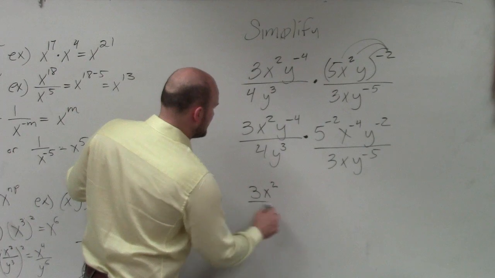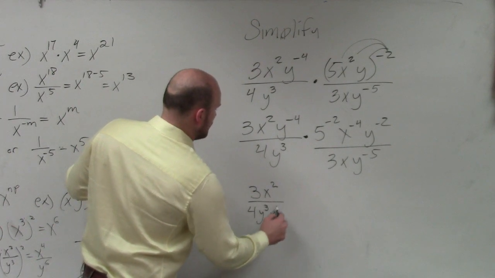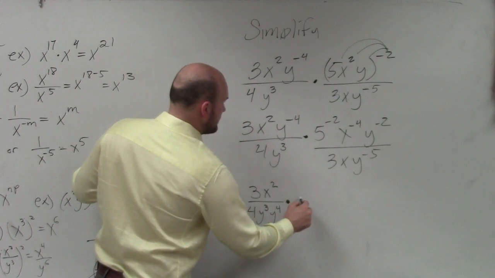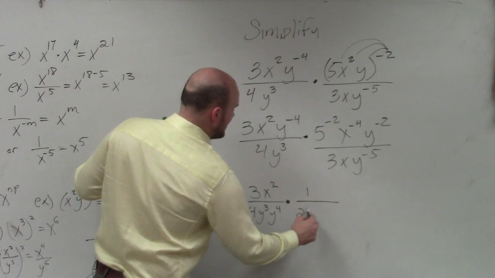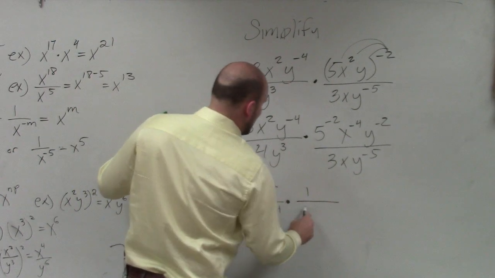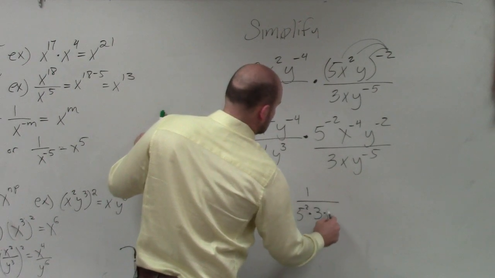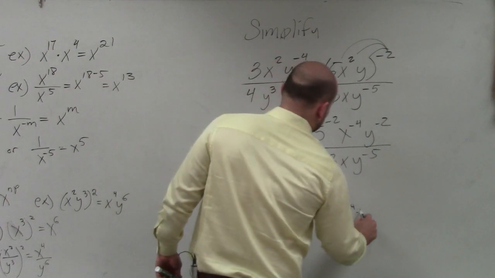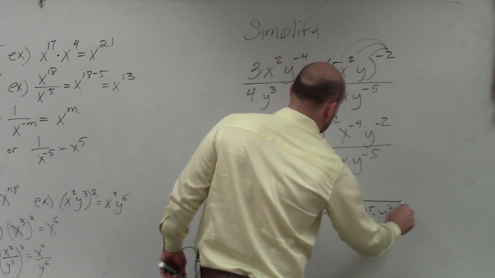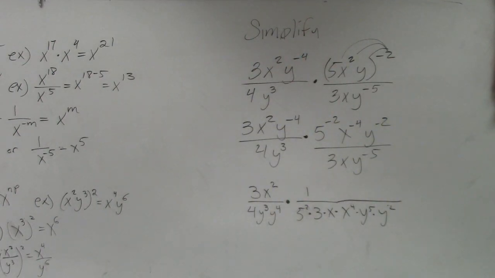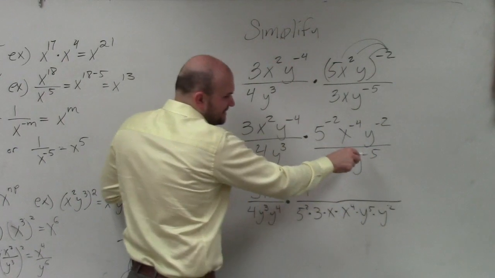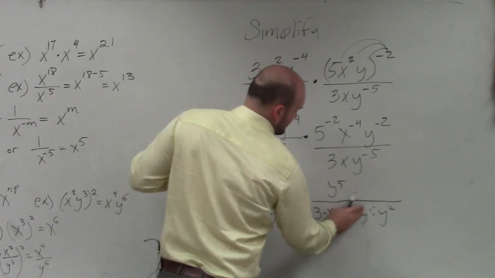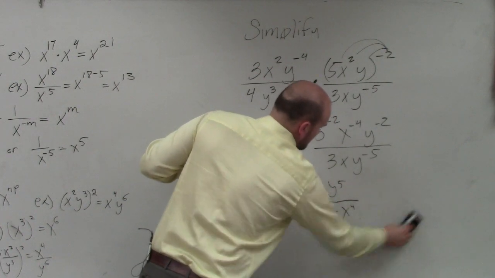So I have 3x squared divided by 4y cubed y to the 4th times 1 over 5 squared times 3 times x to the 4th times y to the 5th times y squared. Does everybody see that, though? All I did is I wrote everything up there that was negative on the bottom. Oh, that y to the 5th is negative, right? My bad. This was negative in the denominator, so it's positive in the numerator. Sorry, I missed that.